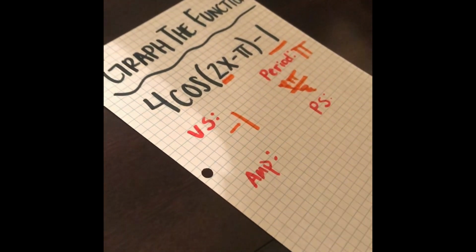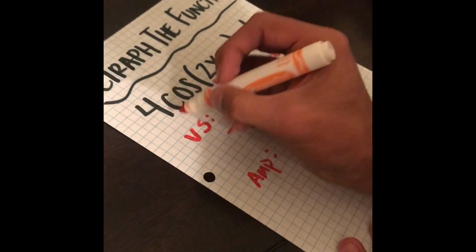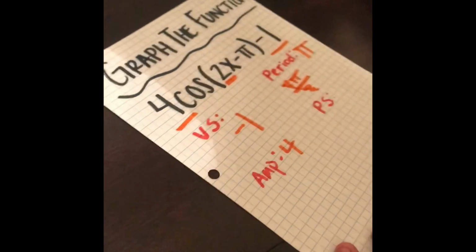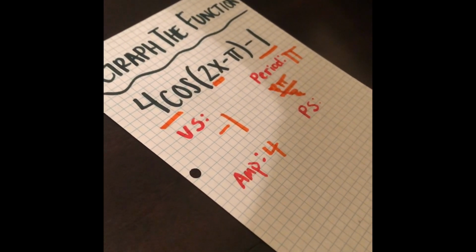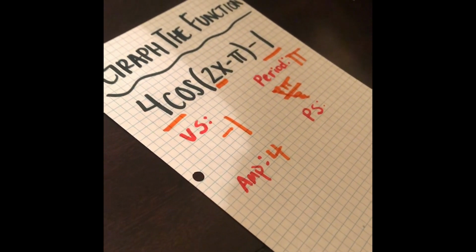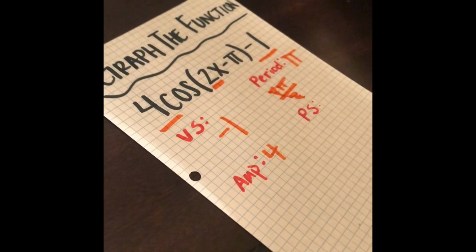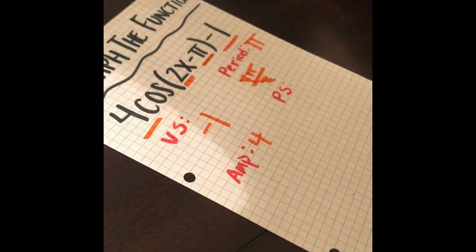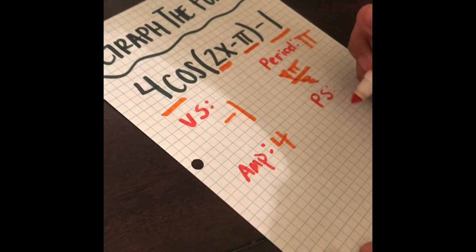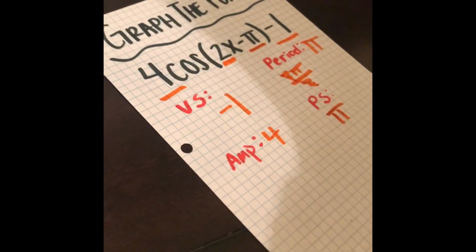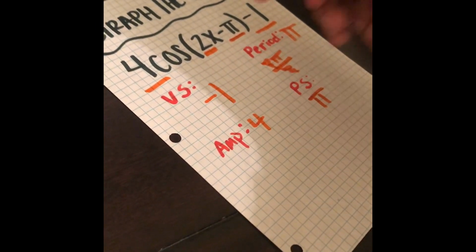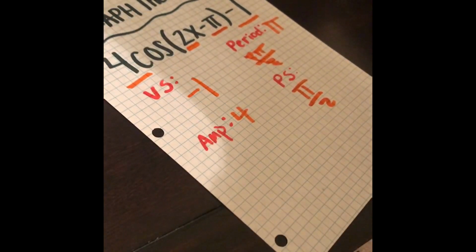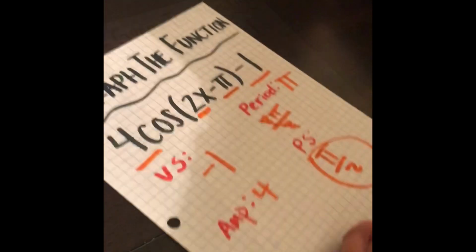Next is the amplitude. It's pretty easy because it's always at the beginning. So then the amplitude is 4. And the phase shift is pretty tricky as well because you would have to get the opposite of the second term, which is -pi, but if you reverse that, it is pi. And then you would have to divide it by the coefficient of x, which is 2 again. And that is your phase shift.